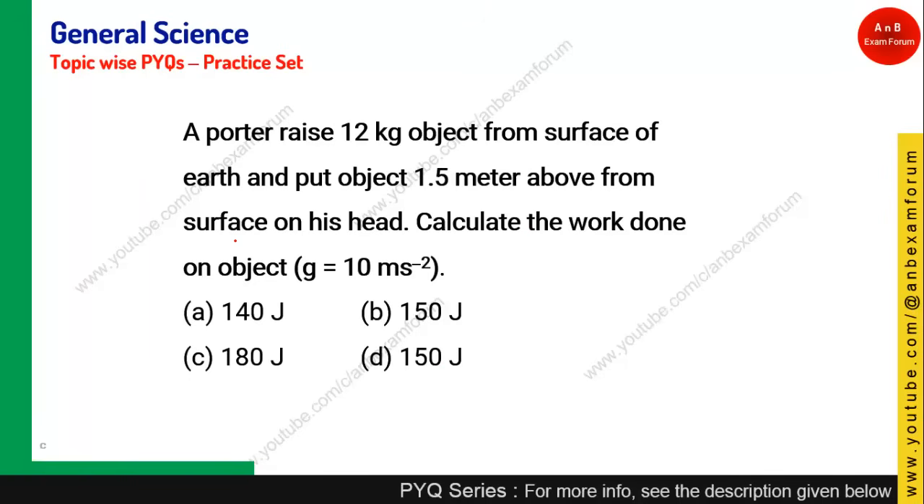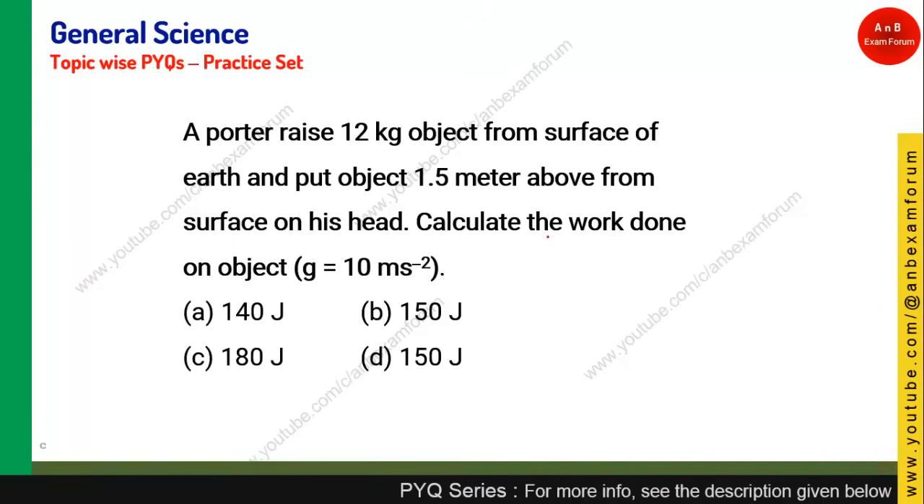Let's see the next question. A porter raises a 12 kg object from the surface of earth and puts it 1.5 meter above the surface, on his head. What will be the work done on the object? You need to be very cautious. He is asking work done on the object. There are two cases, work done on the object and work done by the gravity. Basically in this question the concept is that work done is equal to change in potential energy.